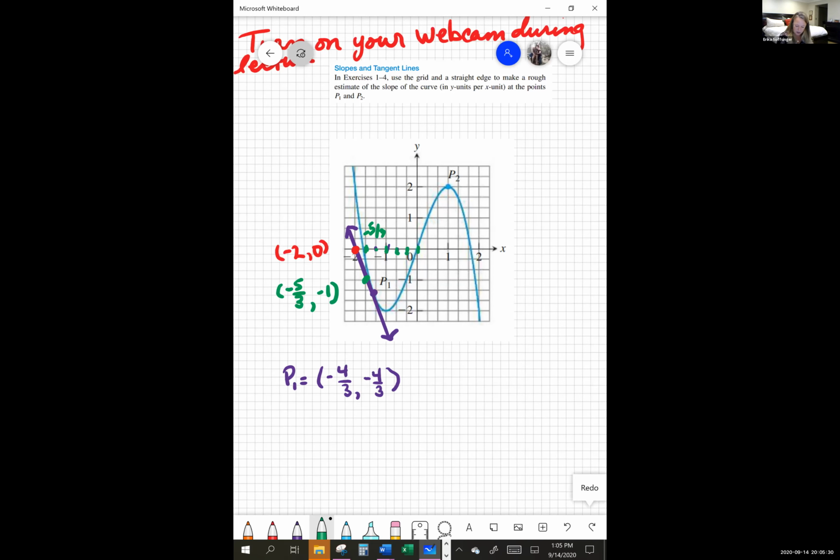Then my y value at this point is negative 1. If I'm looking at the slope, it doesn't really matter what two points I find on this line. But if I'm trying to find the slope between these two points, I'm looking at the change in my y value, so 0 minus a negative 1, all over the change in my x value, so negative 2 minus negative 5 thirds. So m is equal to positive 1 all over negative 2 plus 5/3.